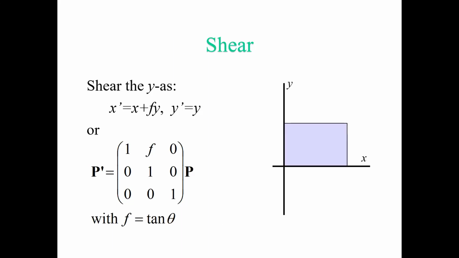So if I want to do the shearing on the y-axis, then my new coordinate value will be: you have to add your f y value with your x coordinate, and the y dash will be the same because we are doing the shearing on your y-axis. So how am I going to write the matrix? In your matrix form, the diagonal values will be 1, and here it is going to change to f, where this f value will be your tan theta.